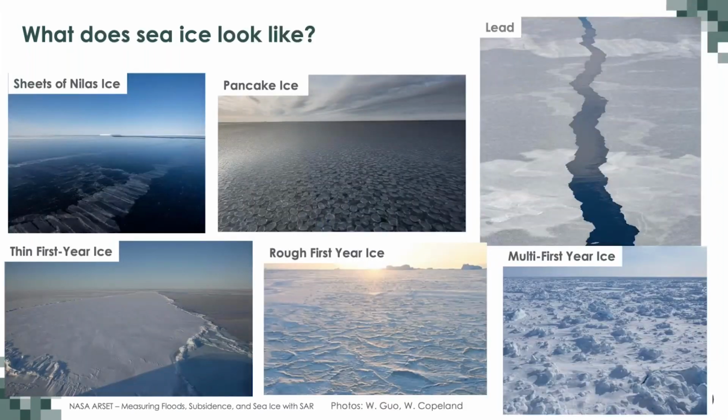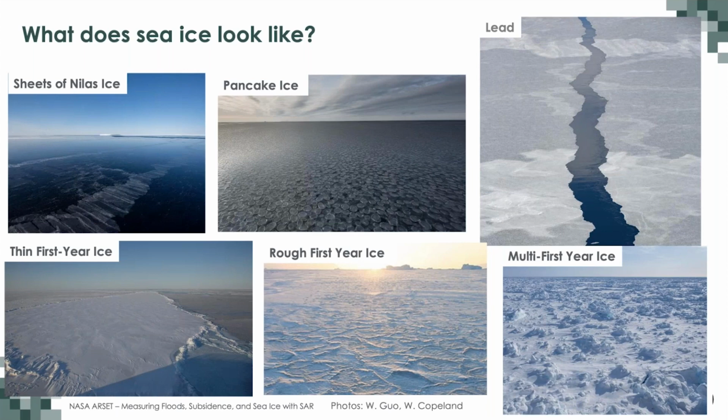So what does it look like? Well, you saw first a SAR image. Here's what it looks like in reality when we're out there. They have many different shapes, forms, and thicknesses. So one of the earliest stages we have is the Nilas, which you see here on the top left. This forms under calm ocean conditions. And then you also have pancake ice. These are both new ice types. They're reasonably recently formed, but under very different conditions. The Nilas under calm conditions and the pancake ice under more rough conditions.